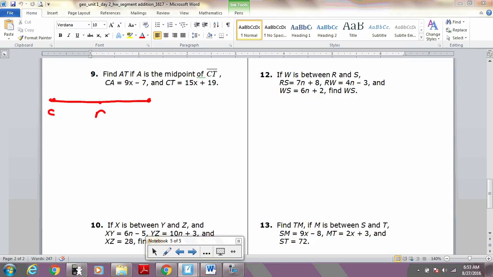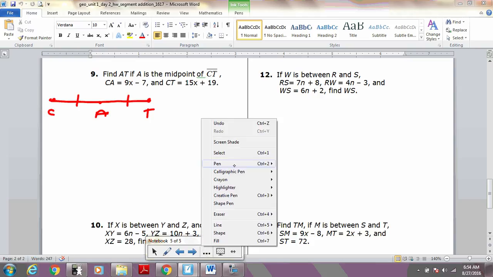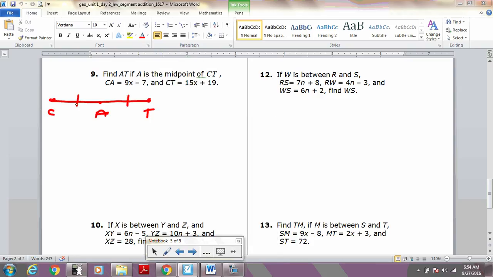So it's CAT, right? And we know that these segments are the same. We know that the distance from C to A is 9x minus 7. We know the distance from C to T is 15x plus 19. So we're given a part and the whole. So even though this is a midpoint question, we're going to still use part plus part equals whole.